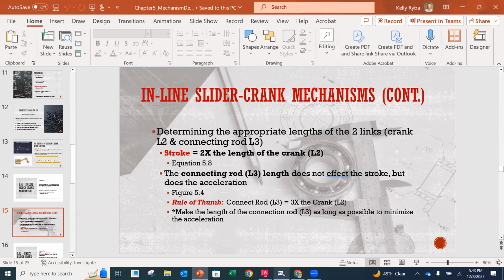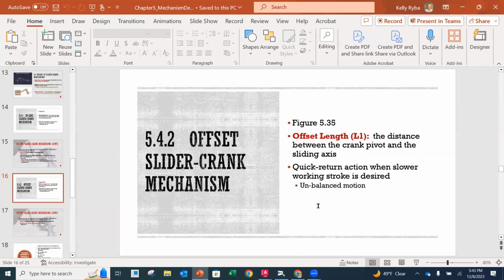And this is one way that you can do that, by keeping the length of that connecting rod equal to or greater than 3. Now, sometimes it's not possible, so you just have to deal with it, but that's something that you try to do. So the offset slider crank mechanism.